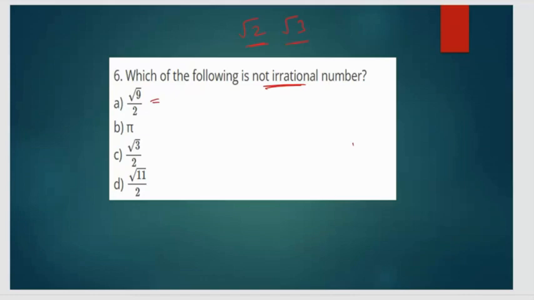For example, here in the first option, root 9. Root 9 means it is 3. 9 is a perfect square, right? So it comes as 3, so 3 by 2. This is a rational number. So my answer is A here. We know that pi is an irrational number, and so is under root 3, because these values are again non-terminating and non-reoccurring. So these are irrational numbers.